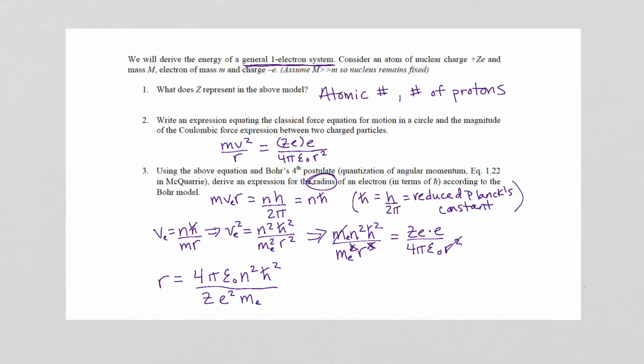Okay, so there we have our expression for the radius of an electron according to our Bohr model. So now we see that we have that Z factor in there. So again, this will work for any one electron system. So you just have to account for your atomic number in that denominator.